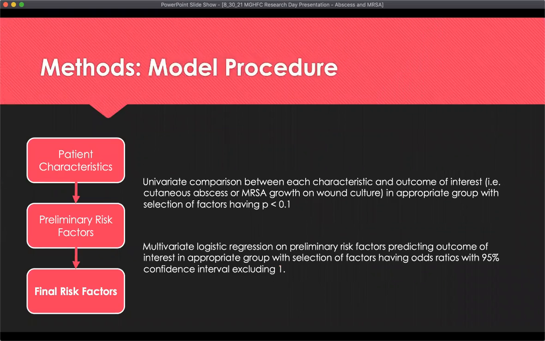The model procedure began first with tabulation of patient characteristics. Next, each characteristic was compared to each of the outcomes of interest, with identification of characteristics correlating with a p-value of less than 0.1 as preliminary risk factors. Lastly, the set of preliminary risk factors was included in a multivariate logistic regression predicting each outcome of interest. Odds ratios having 95% confidence intervals excluding one were identified as the final risk factors.